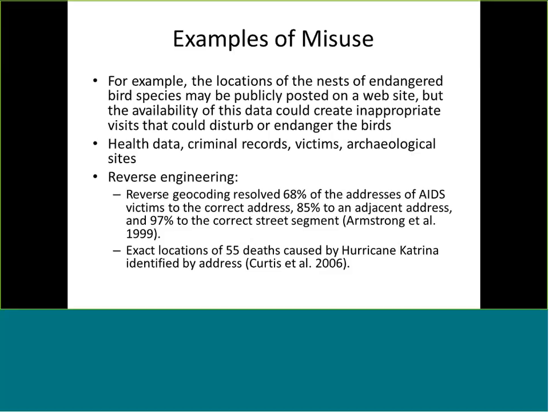Now, it's not just sensitive biological data that share this potential for misuse. The best examples are in health data, where we actually have federal protections under HIPAA to protect human health records, largely by protecting the PII of the users. Criminal records, the locations or homes of victims of crimes or accidents, archaeological sites where they could be subject to looting. All of these are instances where you would want to protect the data to some extent, and especially to protect the personally identifying information.